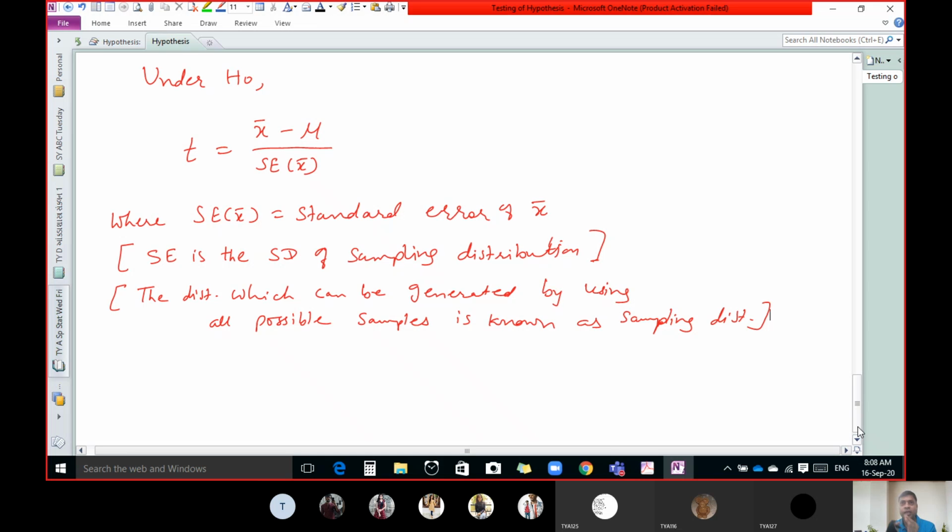Now the first sample is A, B, C. So add A plus B plus C and divide it by 3. You will get the average of the first sample. Similarly, find the average of the second sample, the average of the third sample. In total, how many samples are there? 120. Find the average of each sample. So now you have 120 values of x bar. Consider those 120 values of x bar as one variable and find the standard deviation of that variable. That standard deviation is known as the standard error.